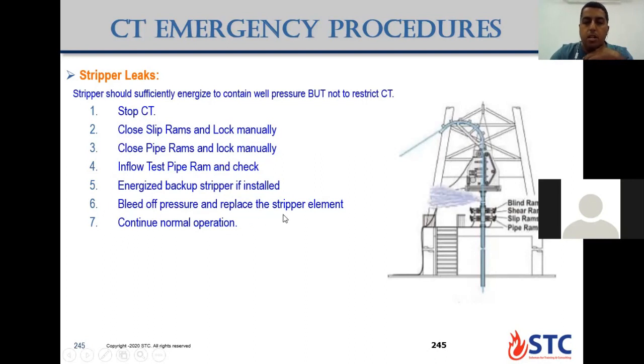You will replace the stripper packing element with a new one, and check the system or the non-extrusion ring. Then you will install the new one, connect again, then equalize the pressure, open the well, and continue normal operation.